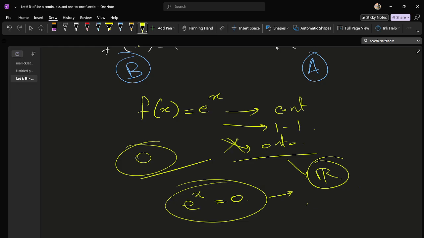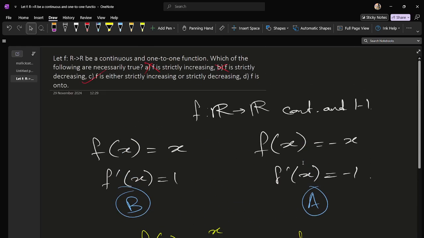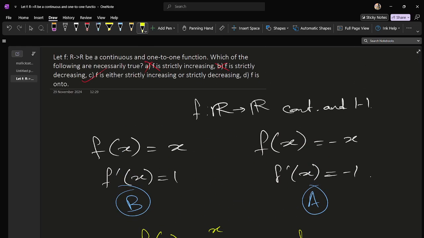If they had given us R star, that means R minus 0, then it would be true, and we could not use this function as a counterexample. But as they gave us R, this is my counterexample for that. So our option D will also be false.